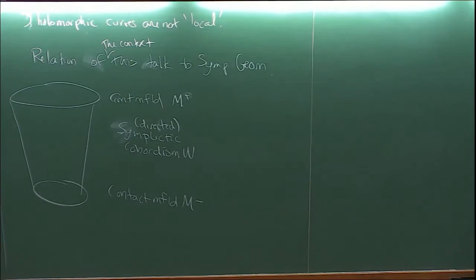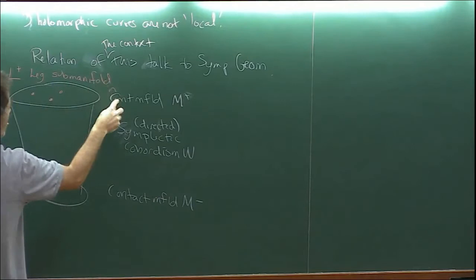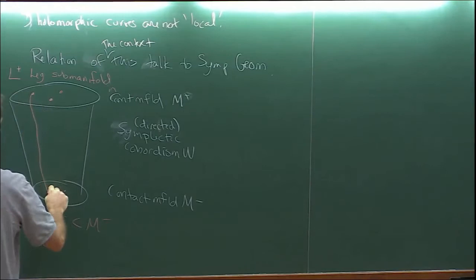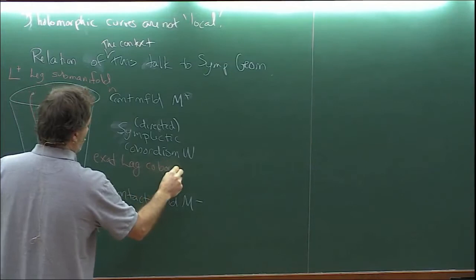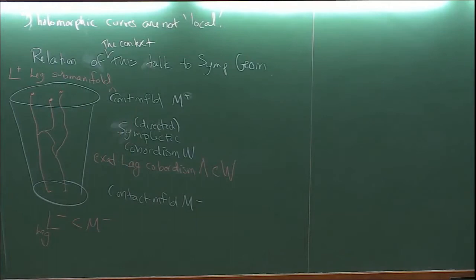Then you have a Legendrian submanifold here, which I'm going to call L plus, in this contact manifold. And then you have another one here, L minus. Relating these two, you have what's called an exact Lagrangian cobordism, let's say lambda. The picture of Lagrangian submanifolds inside a symplectic manifold naturally fits a picture like this for Legendrian submanifolds inside contact manifolds. I'll define again what exact means.